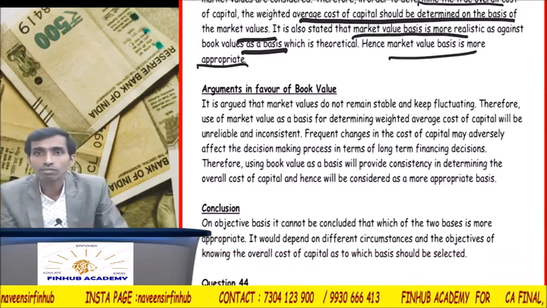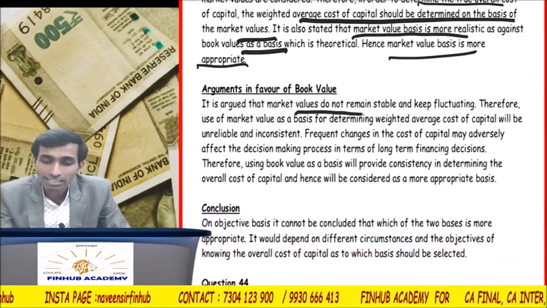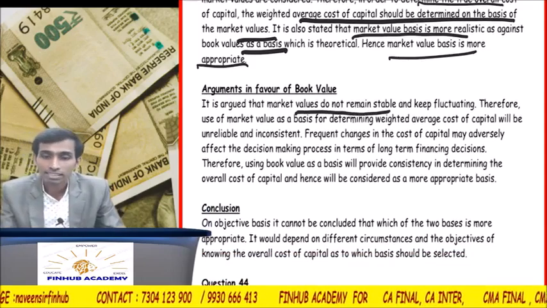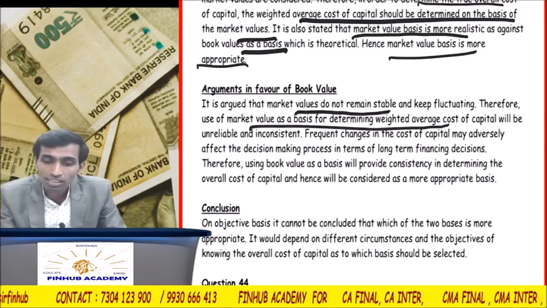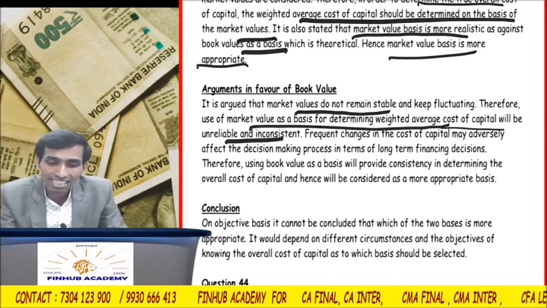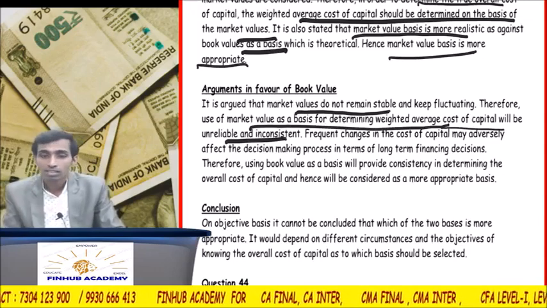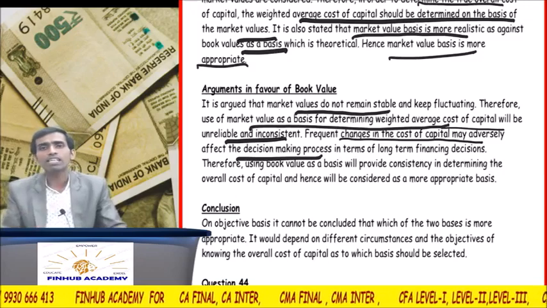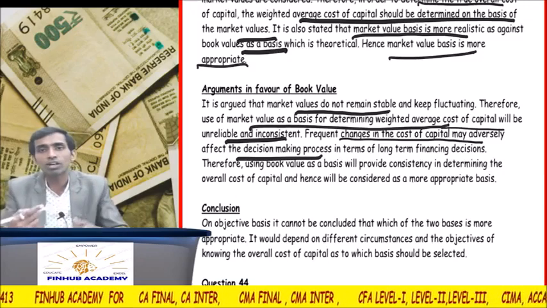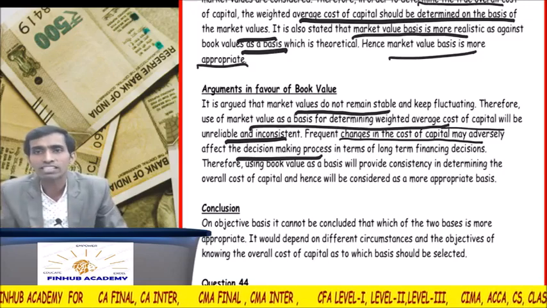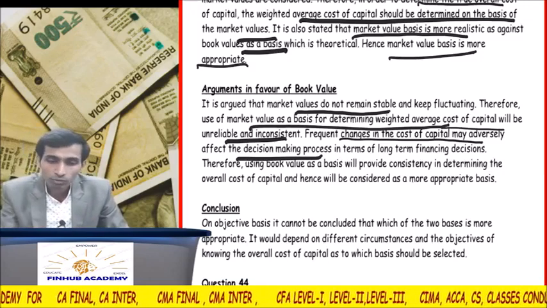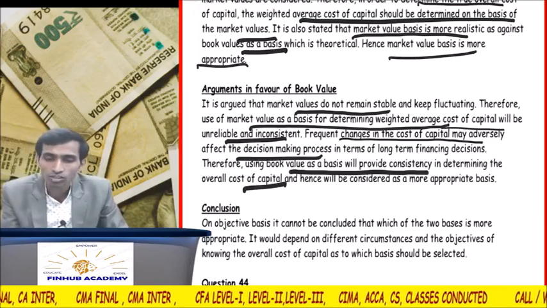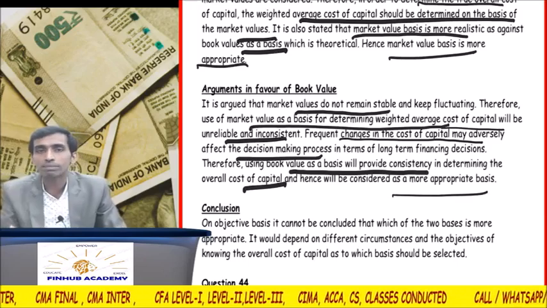Argument in favor of book value. It is argued that market value does not remain stable. Every day the market value keeps on fluctuating, market price. Therefore, the use of market value as a basis for determining the WACC will be unreliable and inconsistent. Frequent changes in the cost of capital may adversely affect the decision making process. If continuously you keep on changing your figures, what will happen? You will not arrive at a decision in the long term. Therefore, using book value as the basis will provide consistency in determining the overall cost of capital. Hence, it is the more appropriate base.